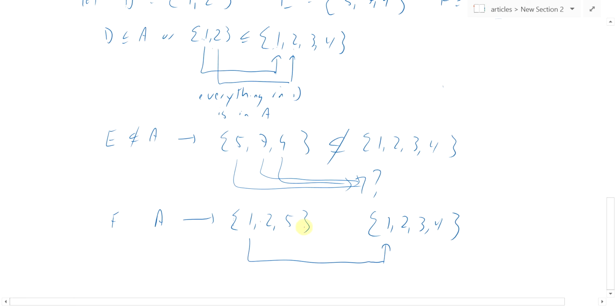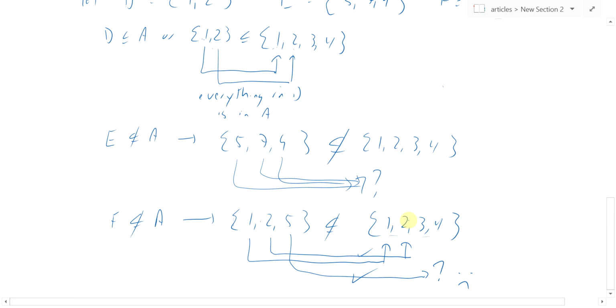1 is in F, and it's also in A, so that's good. 2 is in F, but is also in A, so that's good. 5 is in F, but it's not in A. So is everything in the list for F also in the list for A? No, 5 is not. So F is not a subset of A. Every single thing in the smaller set has to appear somewhere in the list for the bigger set for it to be a subset. If even one element is missing, like 5, then this can't be a subset of this, because this doesn't have 5 in it.